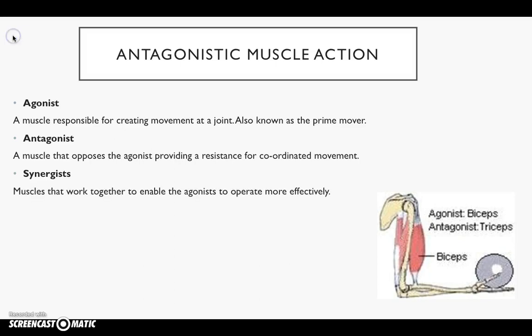Okay, so synergists. These are muscles that work together to enable the agonists to operate more effectively. So for a bicep curl, the synergist is the deltoid. So the deltoid helps enable the agonist to operate more effectively. And mainly the anterior deltoid, because the biceps is at the front of us, so therefore the anterior deltoid will help with that. Then finally, fixator. So a fixator is a muscle that stabilizes one part of the body while another causes movement. So for a bicep curl, the fixator would be the trapezius muscle. So trapezius muscle is a muscle that stabilizes that part of the body during that movement.